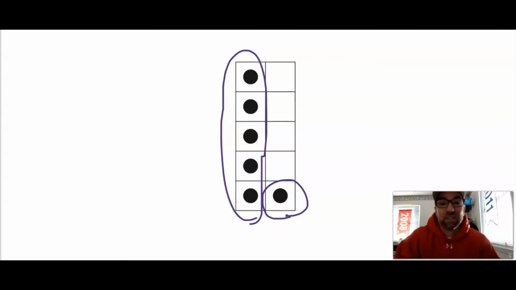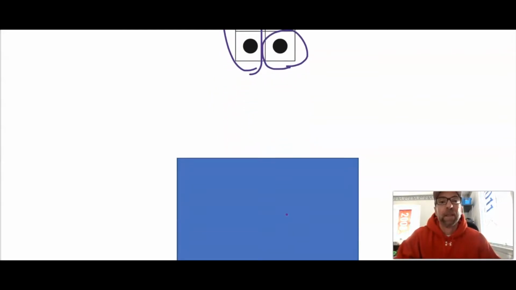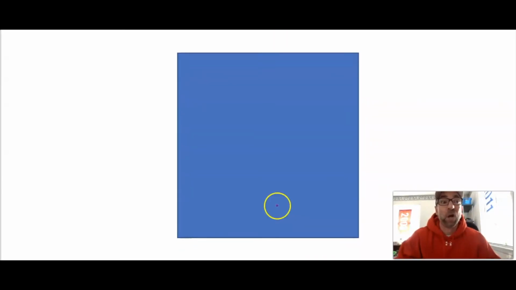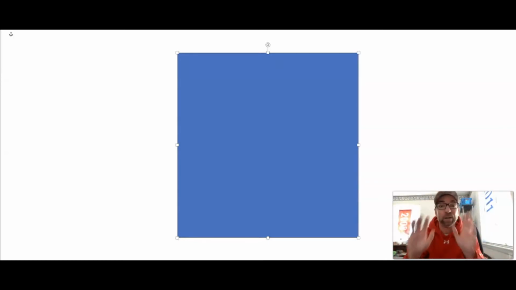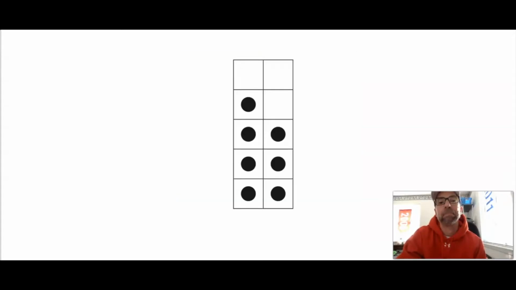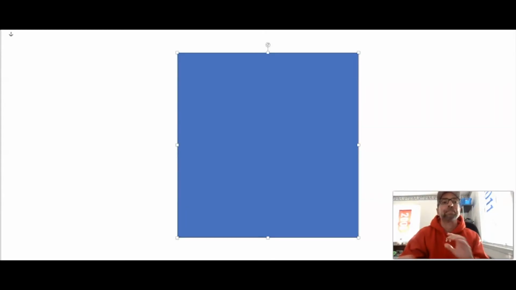All right, let's try another. Here we go. It's another quick card, so you're not going to have time to count all the dots. Remember, there's 10 squares in our 10 frame. Here we go. How many dots do you see staring right back at me? How many dots that time?